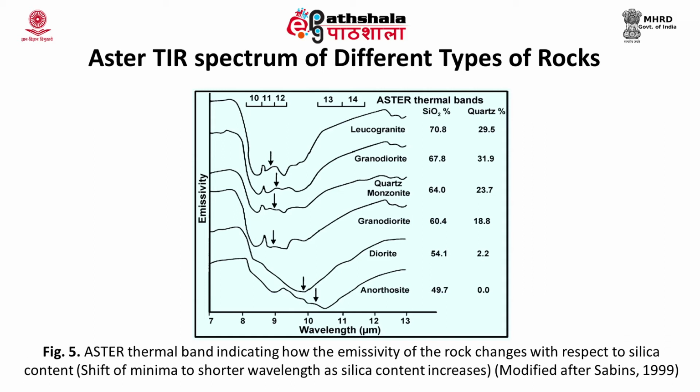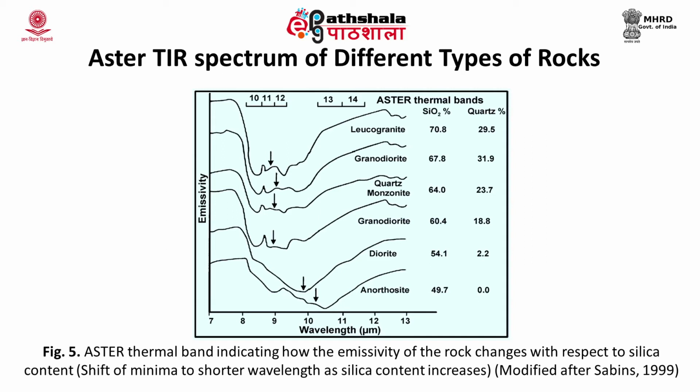So, the silica SiO2 percentage is decreasing as we come from top to bottom, and with respect to that you can see the shift of minima in this band, it is moving towards higher wavelength, or vice versa. As we increase the SiO2 content, the minima is shifting towards the lower wavelength side. So, this is another characteristic by which we can identify rock and get information about the rock composition.